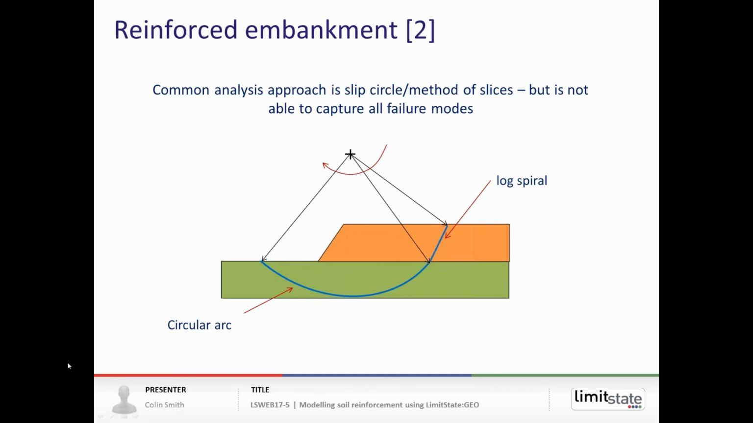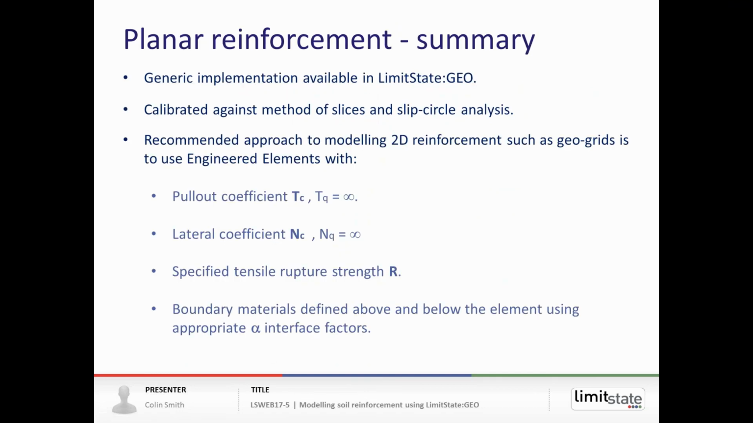So if we jump back to the presentation, just to summarize that then, we have a generic implementation available in LimitState GEO for modeling planar reinforcement. It's been calibrated against method of slices and the slip circle analysis. And essentially, the recommended approach to modeling that 2D reinforcement such as geogrids using the engineered elements in the software is to set these pull-out and lateral coefficients to infinity. They are basically numbers that control one-dimensional reinforcement properties, so we don't need them for 2D. Put in the specified rupture strength and define your boundary materials above and below the element using appropriate interface factors, and set the bending strength to 0 if you're using a flexible geotextile or geogrid.